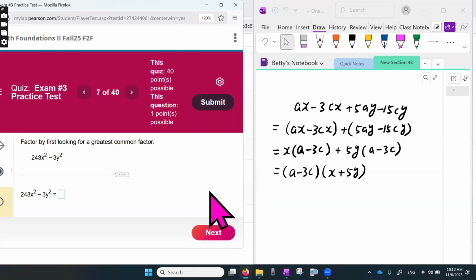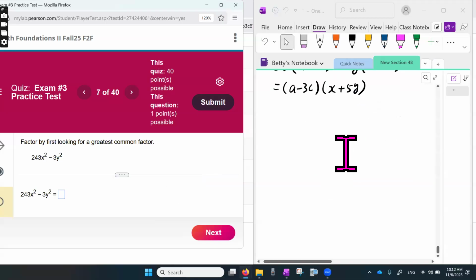Question number 7, factor by first looking at the GCF. Okay, it is a binomial.